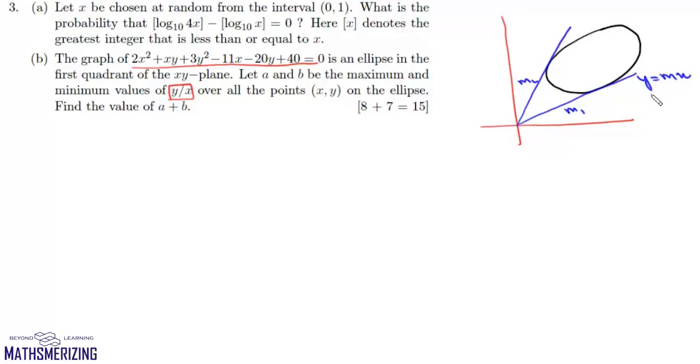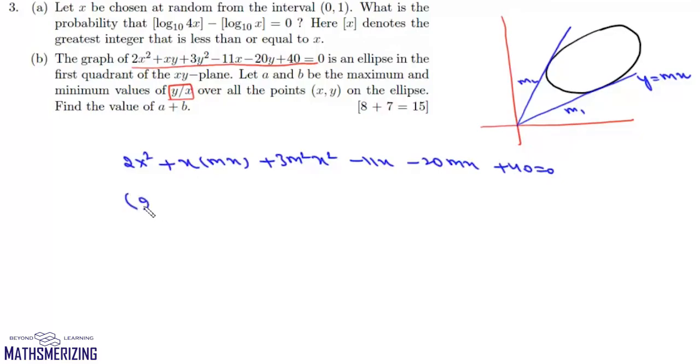So for the condition of tangency, we'll use the quadratic method. What we'll do is eliminate y. We'll write 2x square plus x into mx plus 3, m square x square minus 11x minus 20mx plus 40 equals 0. Now we'll take x square common.